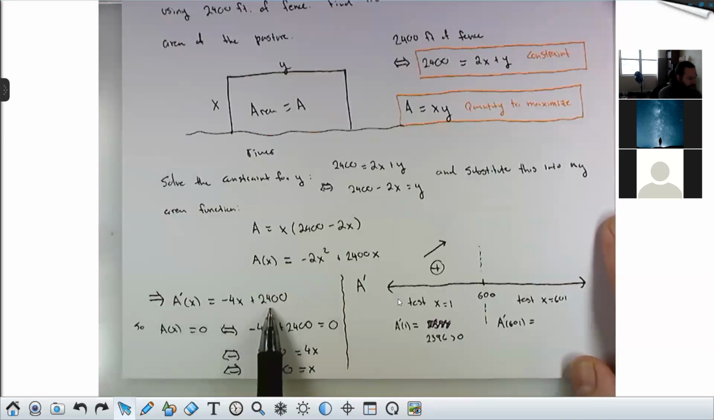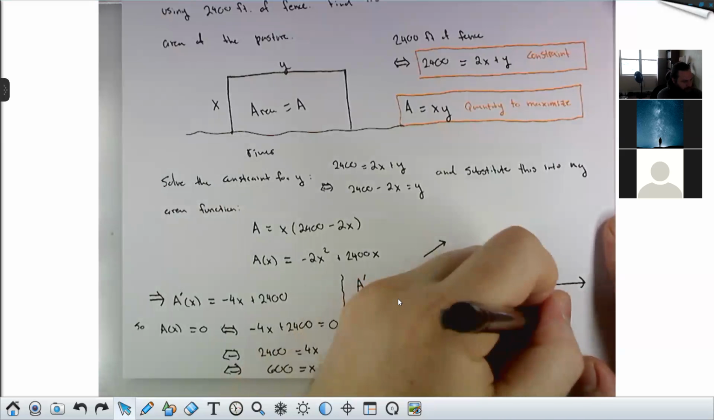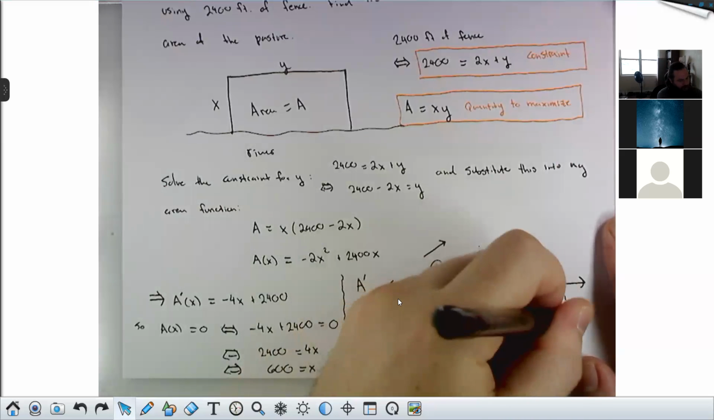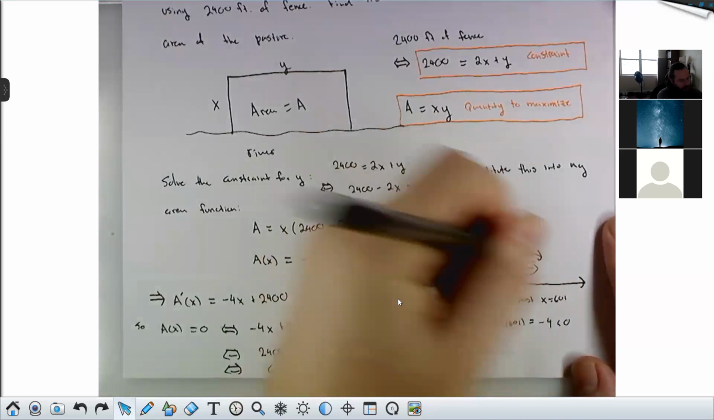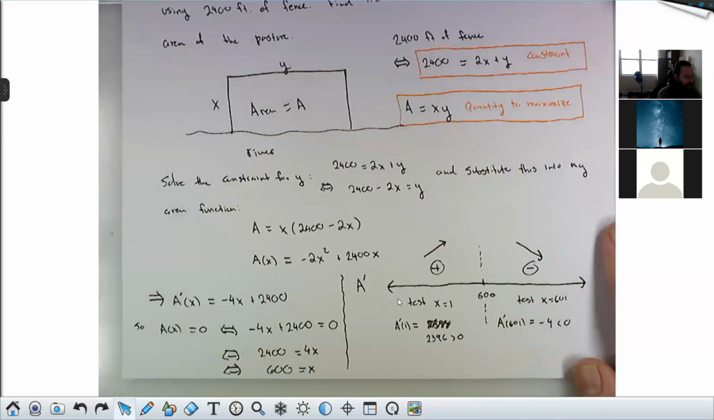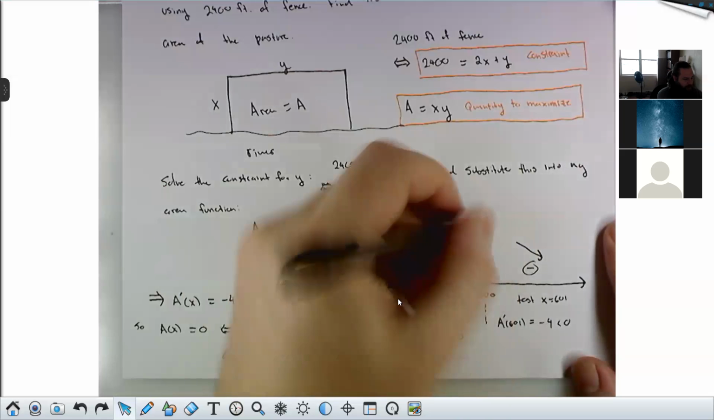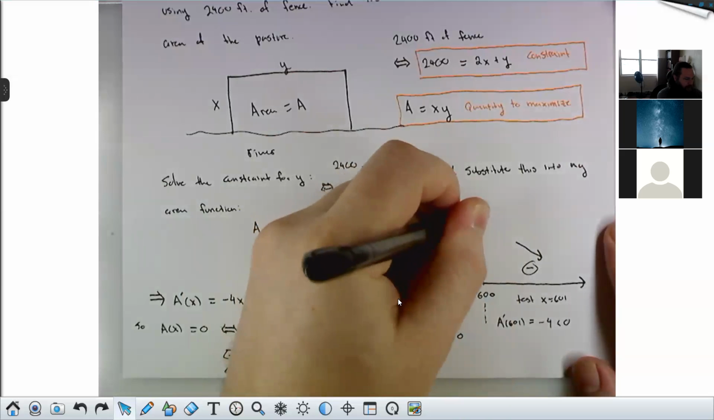So this would be negative 2404 plus 2400. That's -4, which is less than 0. So over here, my derivative is negative, which means I'm decreasing. So what we found here is a max.